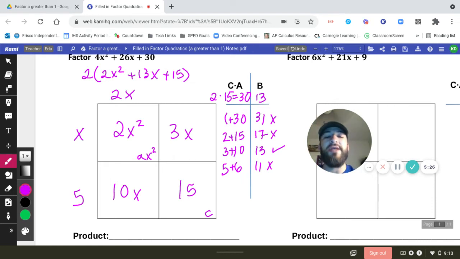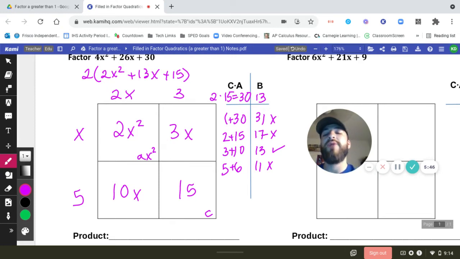And then lastly, our final column, 3x and 15. What are 3x and 15 both divisible by? Not both x's, so I can't take an x out, but they are both divisible by 3, so I can take this 3 out. Okay, now just to check when you're done, y'all, you want to make sure everything still multiplies correctly.